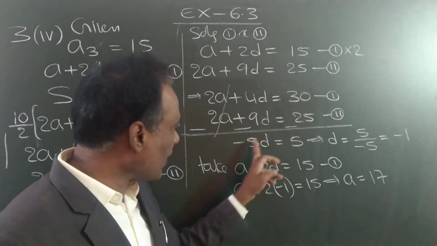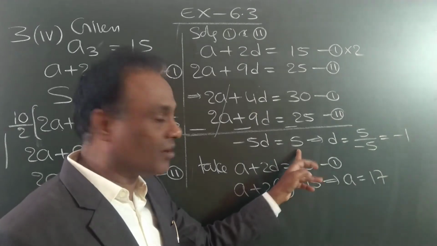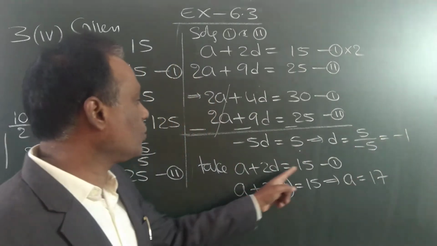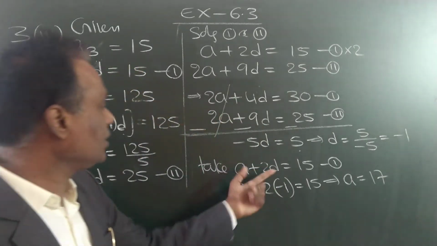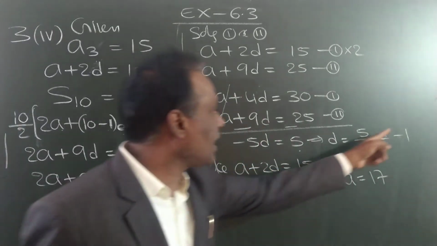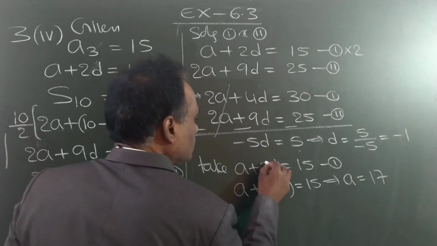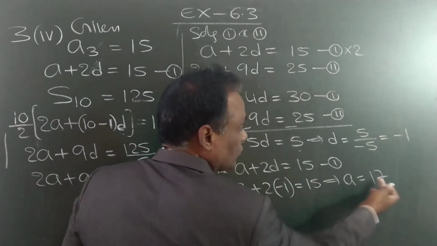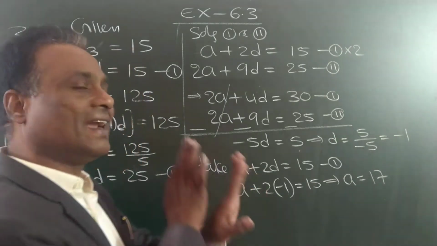D is equal to 5 by 5, which is 1, but there is a minus, so D is minus 1. In the first equation, A plus 2d is equal to 15. Substituting the d value minus 1, 2 into minus 1 is minus 2. Moving that to the other side, 15 plus 2 is 17. So we got D and A.